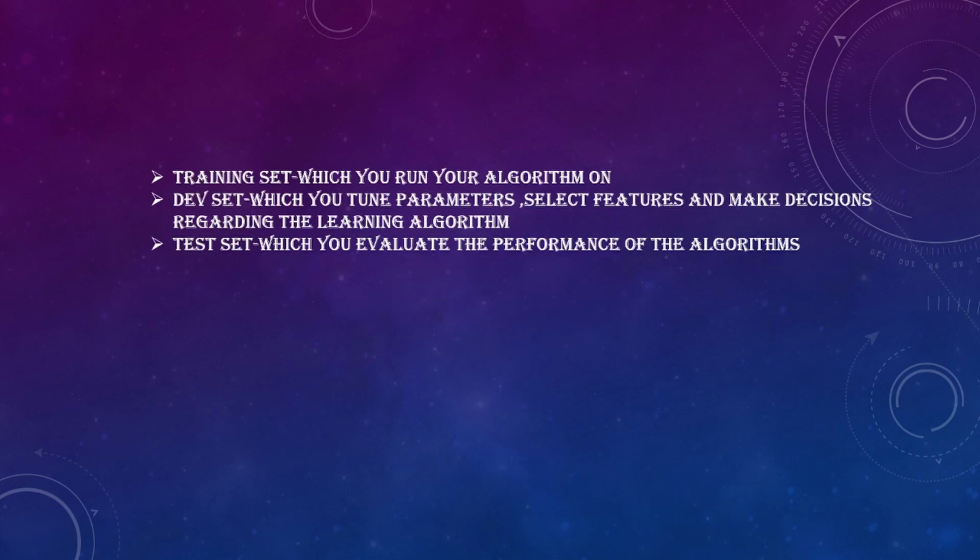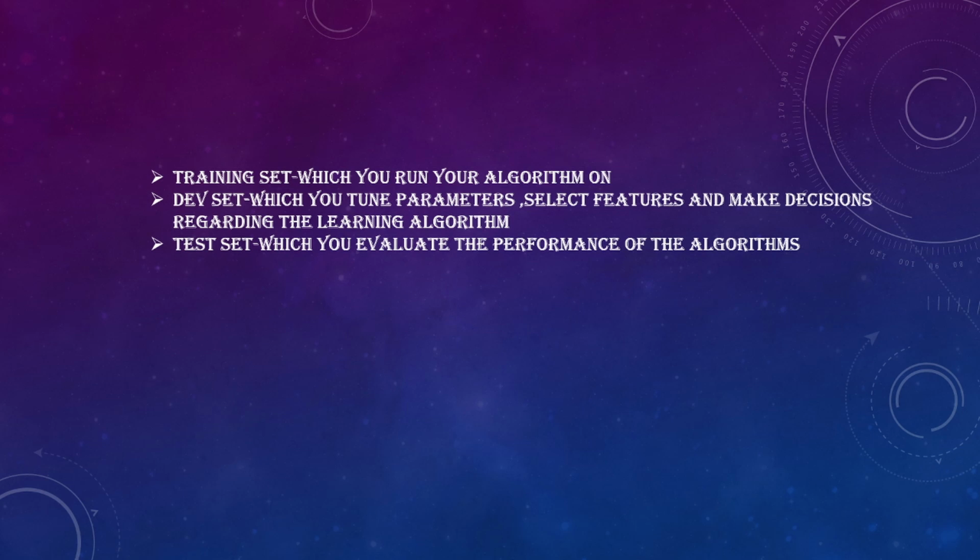The training set is the data set on which we train our algorithm, or a data set which we run our algorithm on. And then the development set is the data set on which you tune parameters, select features, and make decisions regarding the learning algorithm. So when we develop our algorithm, we train it on the training data set. But if we want to tune our algorithm, we look at the development set. That's what we use to tune our algorithm, be it to change parameters or to change the architecture of the model.